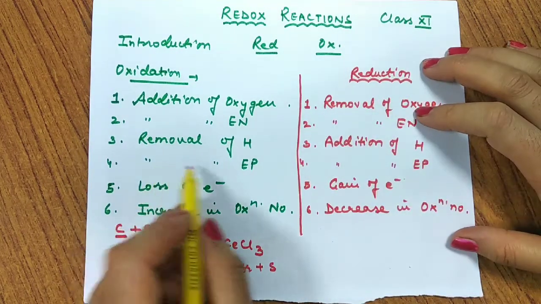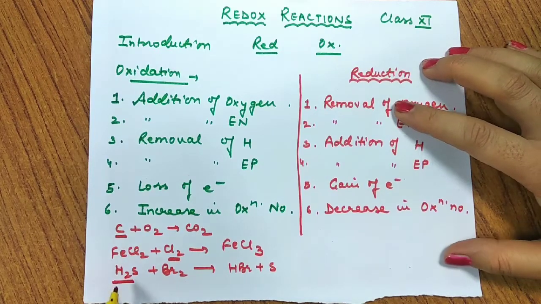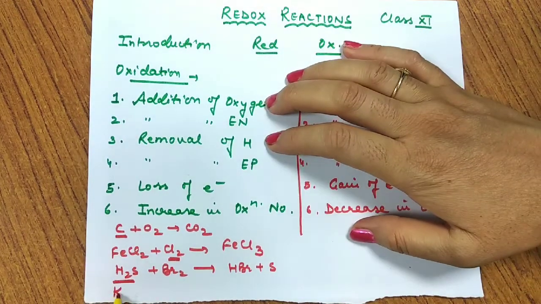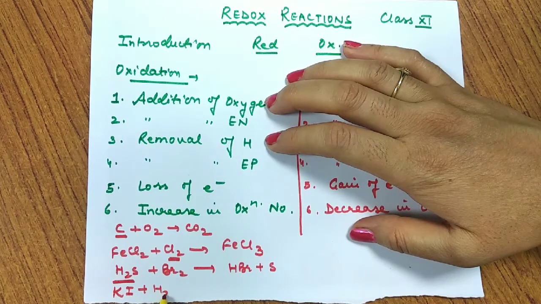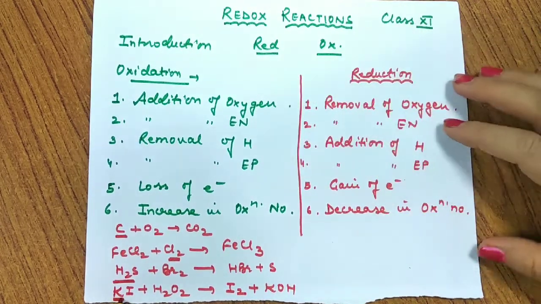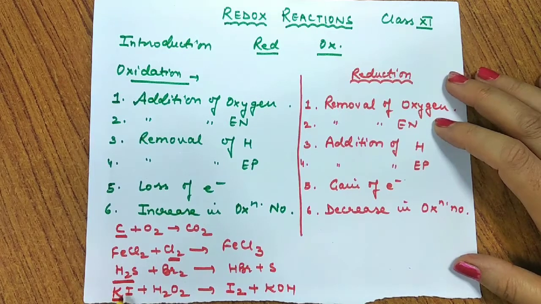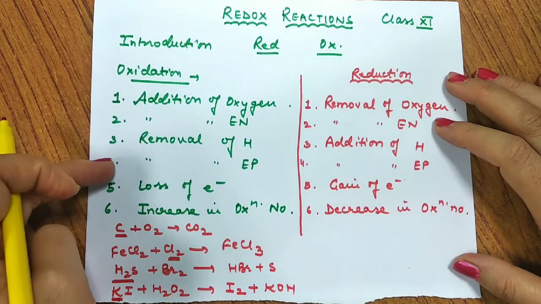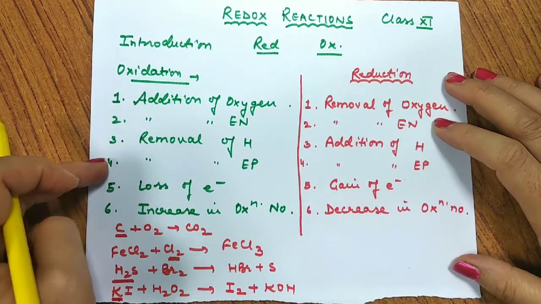Similarly, removal of electropositive element. Suppose I have a reaction of KI. I add H2O2 to it. It changes into I2 and KOH is formed. So this is removal of electropositive element. In this case the electropositive element is potassium, which has been removed from iodine. So iodine undergoes oxidation. From point number 1 to 4 I have explained what oxidation is.